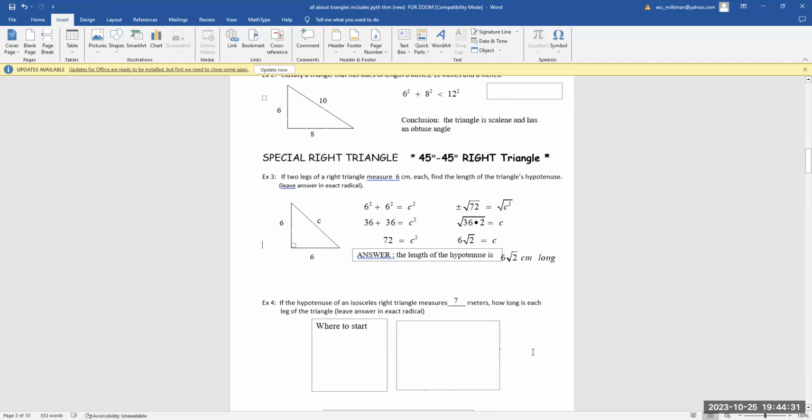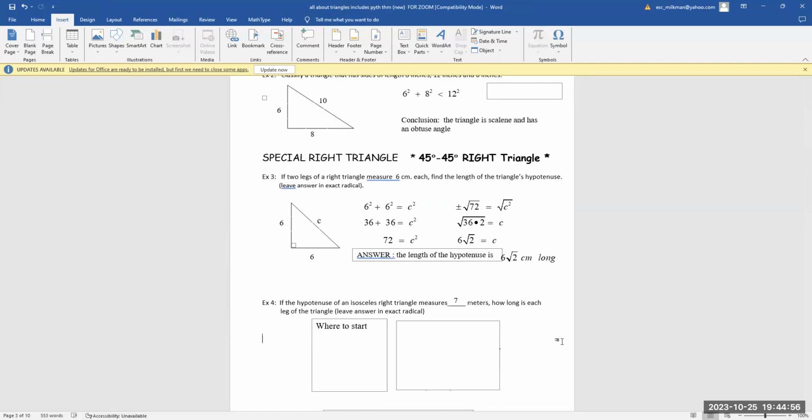For example 4 in your notes, I have left this blank because I was going to have you give me some odd number in class. Since we're not in class, I just decided to come up with the odd number, which happens to be 7. It says the hypotenuse of an isosceles right triangle measures 7 meters. So how long is each leg of the triangle? And again, leave your answer in exact radical form.